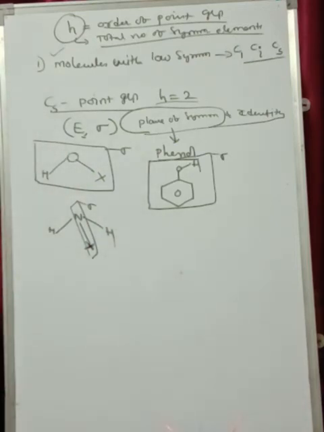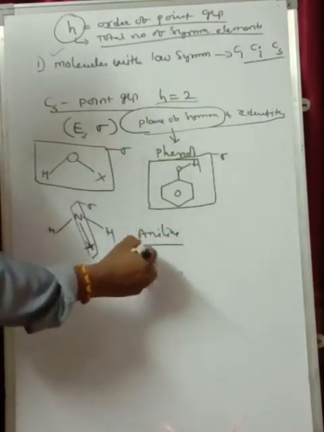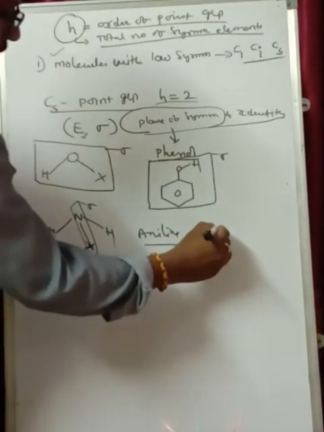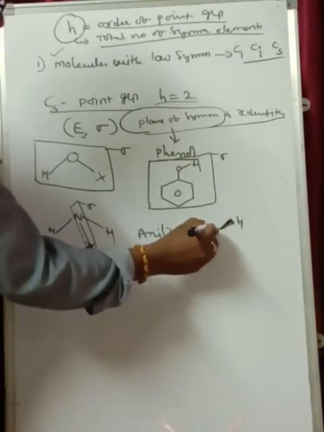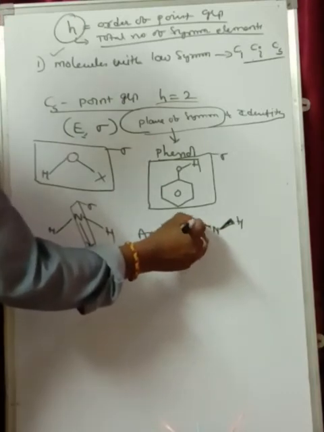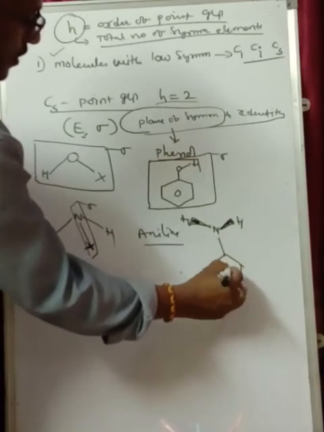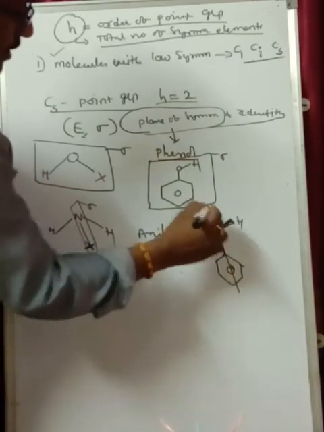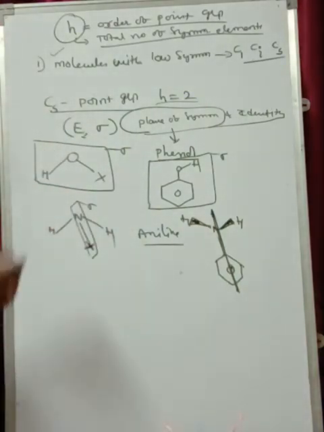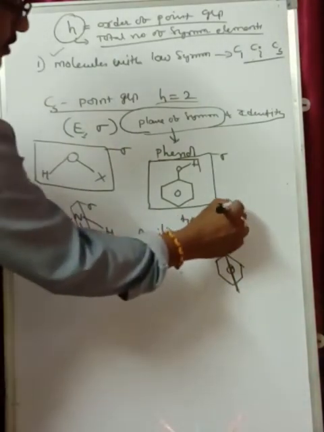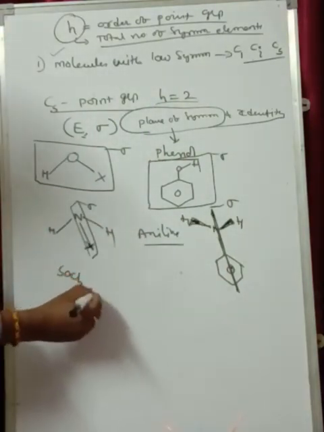And coming to other examples, you can also take the example of aniline. Now, aniline has only the plane of symmetry, and that plane of symmetry is passing through the nitrogen and the center of the phenyl ring, which will give you what? Sigma plane of symmetry. The other example, SOCl2.